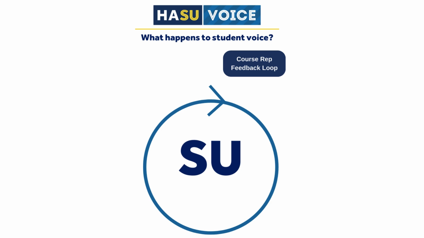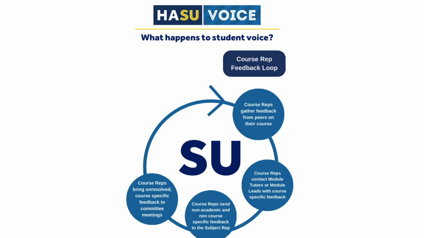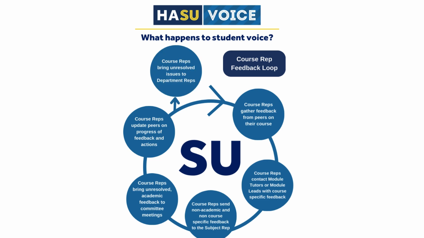Next, I will share an overview of the feedback loop before we look at a more detailed diagram. So the process begins when course reps gather feedback from peers on their course. From there, as course reps, you will contact your module tutors or module leads with course-specific feedback. You will send non-course specific feedback to the department rep and bring unresolved course-specific feedback to committee meetings. You will update your course mates on the progress of feedback and of actions. And finally, you will bring anything that's unresolved to your department rep.